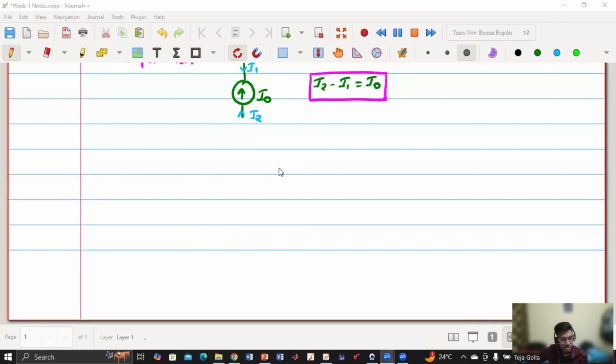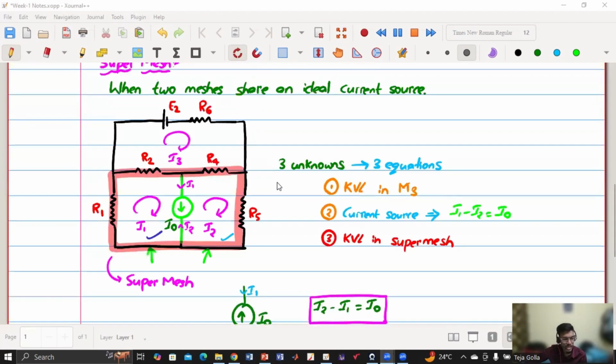If the current source also has a resistor connected to it, yes, that is also a very good question. Then it will be a little bit more complicated. But as far as this course syllabus is considered, we'll not have another resistor there. That is outside of this course syllabus, so those problems will not be given in the exam. But very good question.